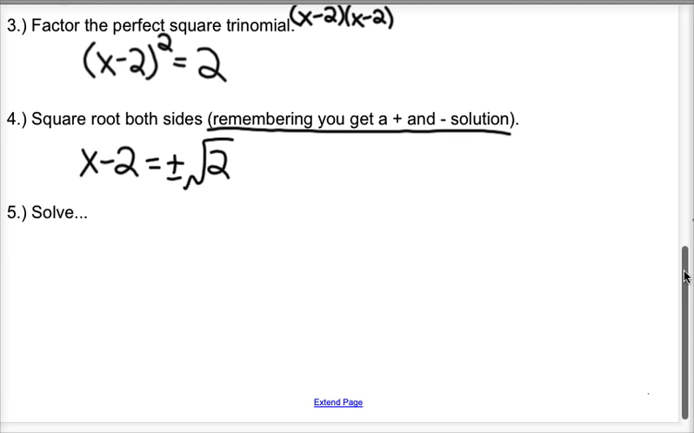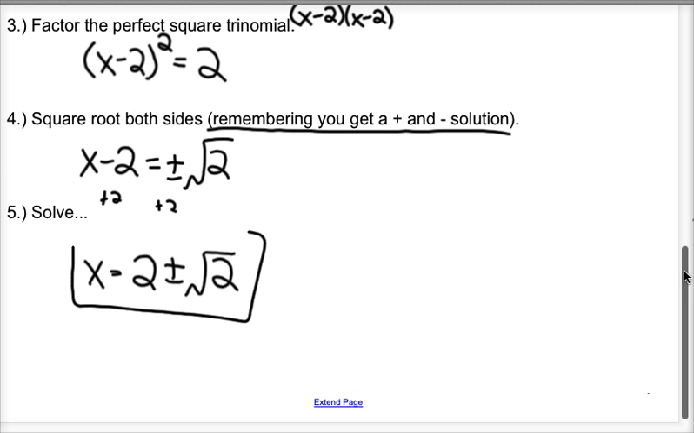Now finally, to solve this, I'm going to add that 2 to both sides. So I'm getting 2 plus or minus the square root of 2. And that represents my two solutions to this quadratic. Now again, please just bear with me as we work through a couple more examples so you can really get a feel for how this works.